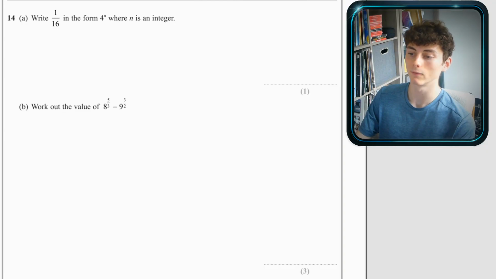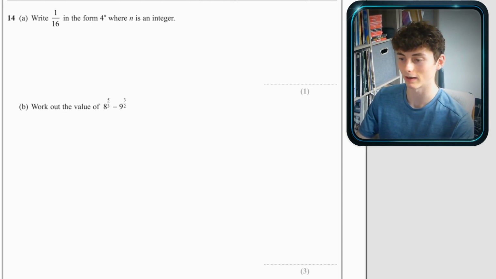Okay, next question, question 14. Okay, right, 1 over 16 in the form 4 to the n, where n is an integer. Okay, this is quite difficult. I remember doing this question 2 years ago and I definitely got it wrong, because I didn't know about this rule until I started doing A-levels.